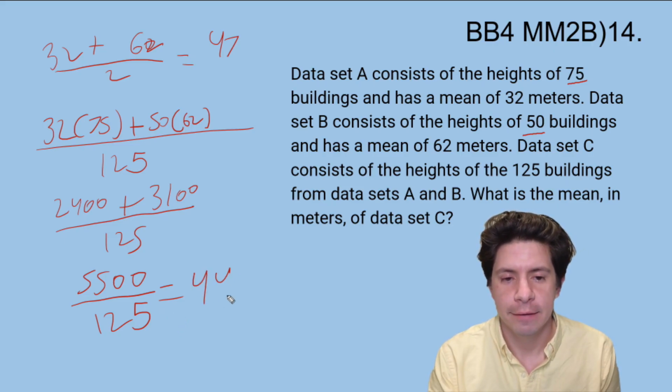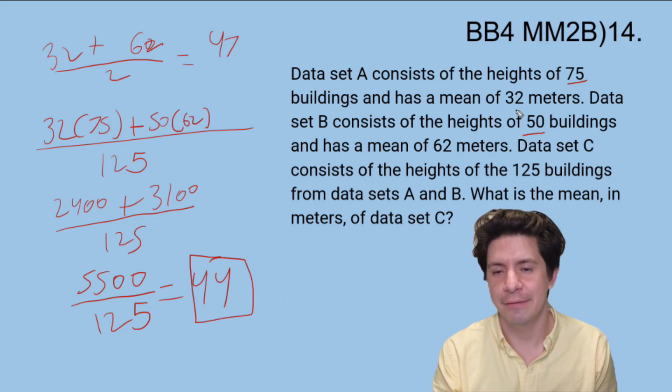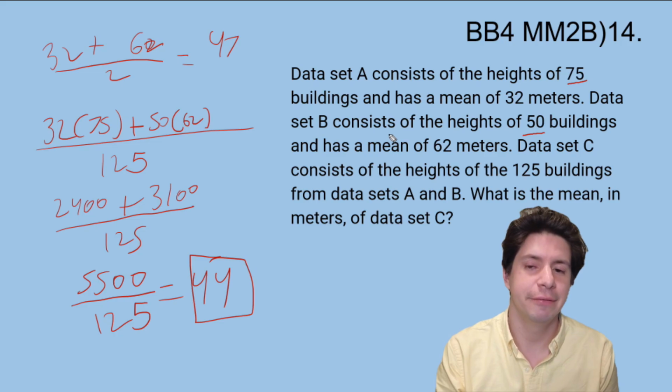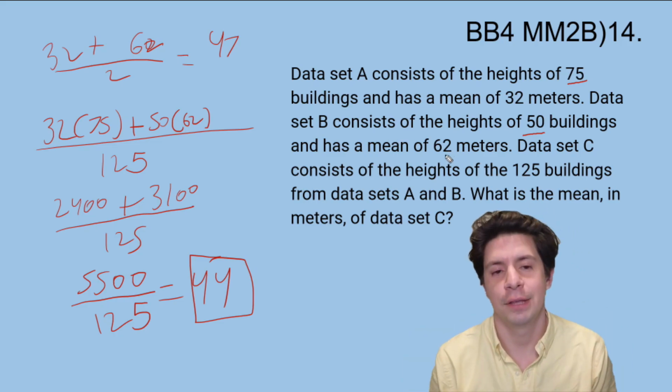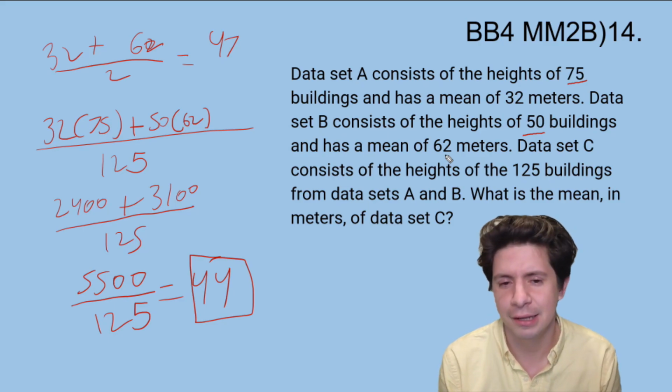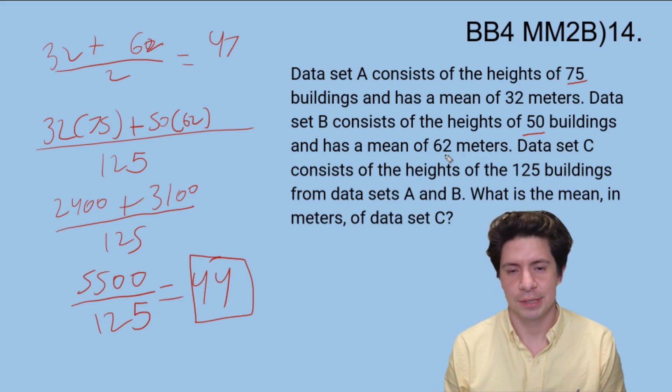That's right, 44, which makes sense, right? Because it's closer to the A value of 32 than to the B value of 62. And it is a lovely, lovely answer. Nice and whole number, clean, beautiful. I'll stop there, you know. I think I'm getting too excited about this question.